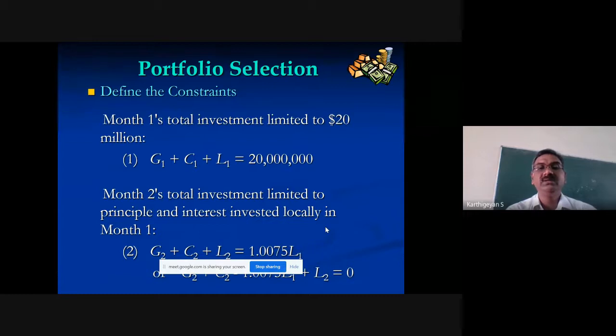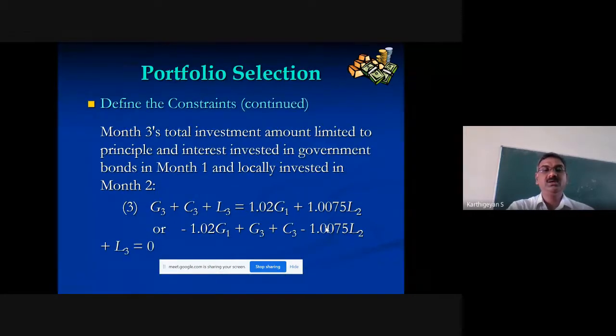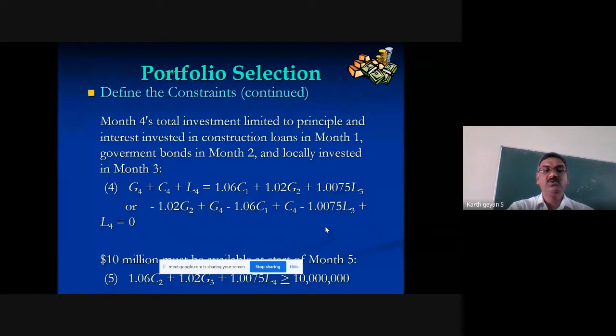Now the constraints. The organization has only $20 million. So G1 plus C1 plus L1 for the first month should not exceed 20 million, so it should be equal to 20 million. In the second month, the investment will not be only 20 million, because there may be a return, interest, from what was invested locally in month one. So that is also included. That is 1.0075 into L1. So these are the constraints. I'll show the third month constraint and the fourth month constraint next.